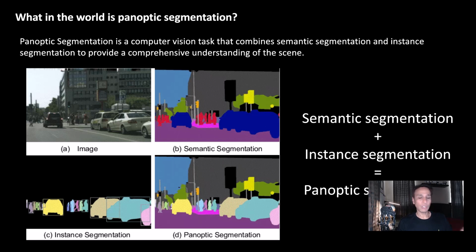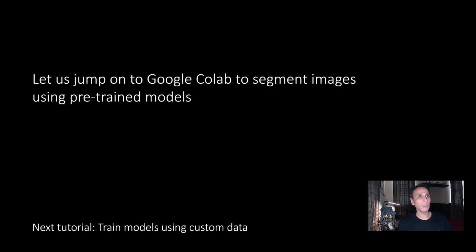And of course, you can use Detectron2 to load a video and segment it, and it's on their documentation page. But let's go through some code and segment some images using pre-trained models. And of course, keep in mind, the next tutorial is going to be training your own model using your own custom data, all the way from annotations to segmentation. Okay, let's jump to Google Colab right now.